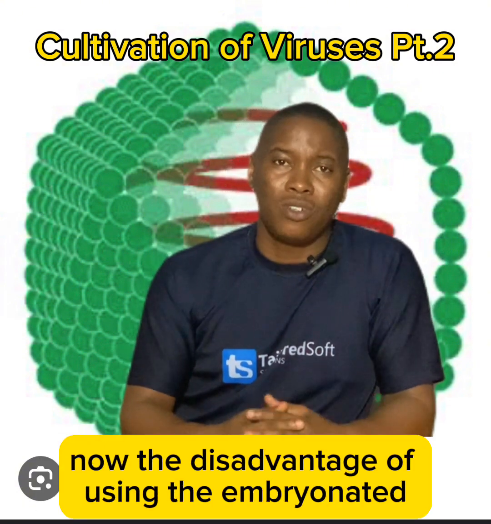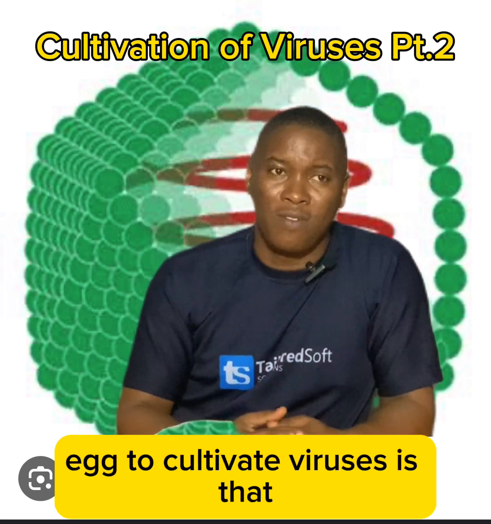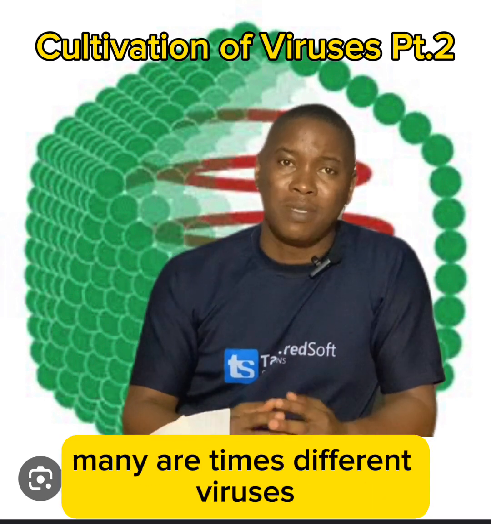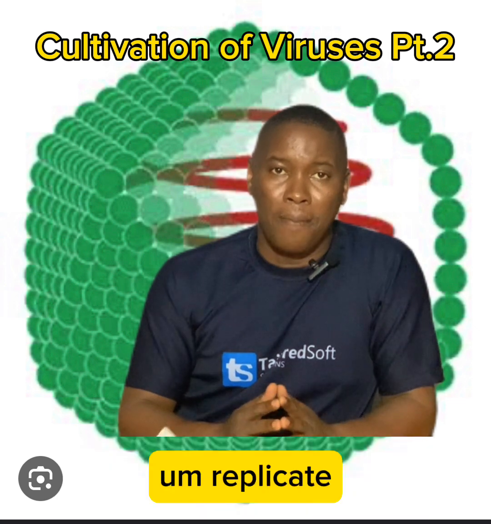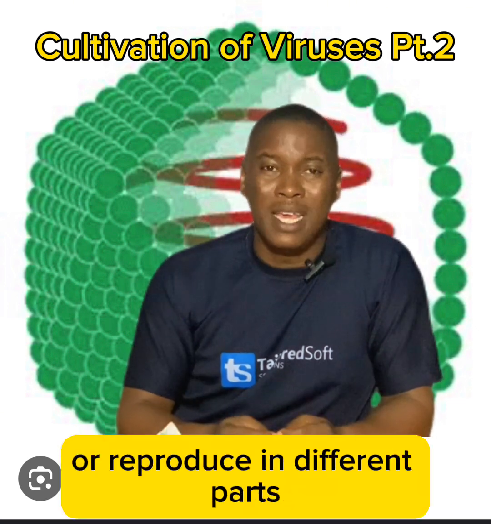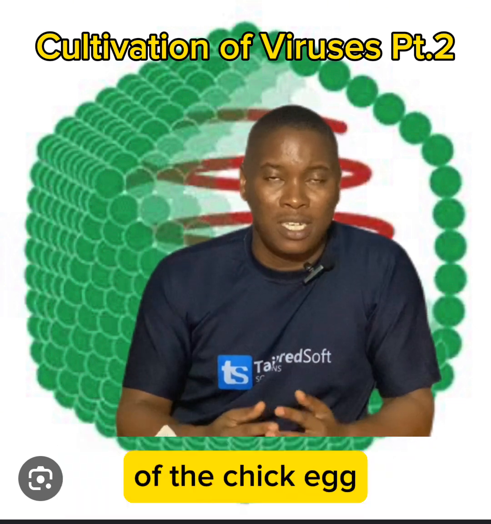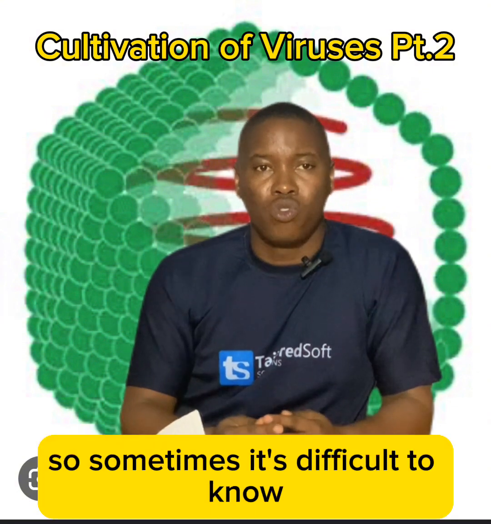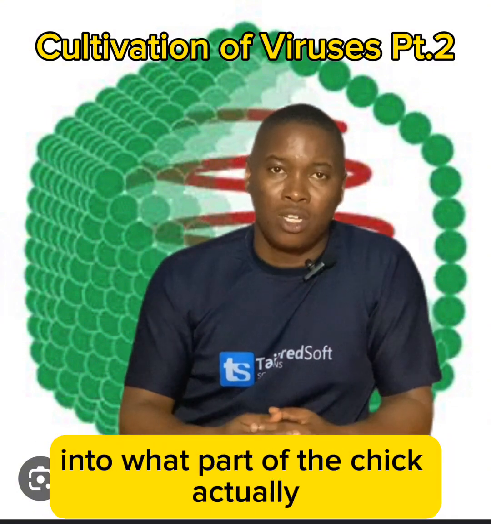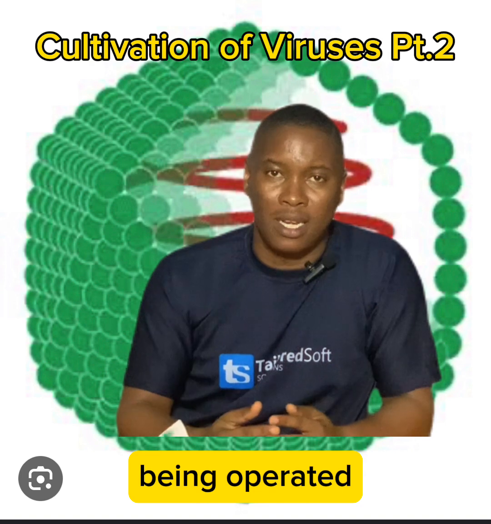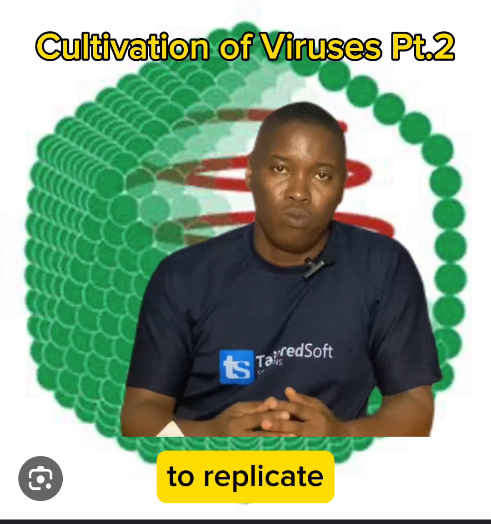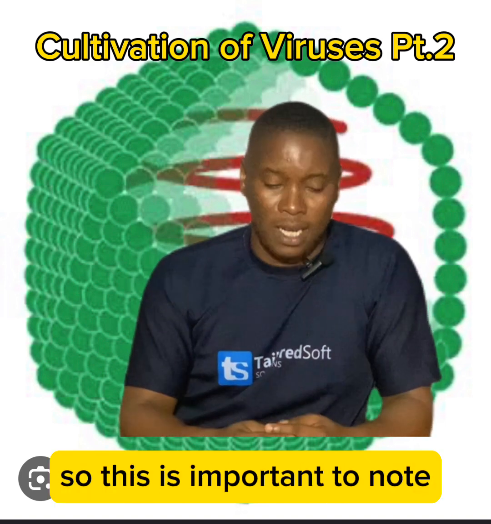Now, the disadvantage of using the embryonated egg to cultivate viruses is that many times different viruses replicate or reproduce in different parts of the chick egg. So sometimes it's difficult to know into what part of the chick egg a particular virus should be inoculated for such a virus to replicate. So this is important to note.